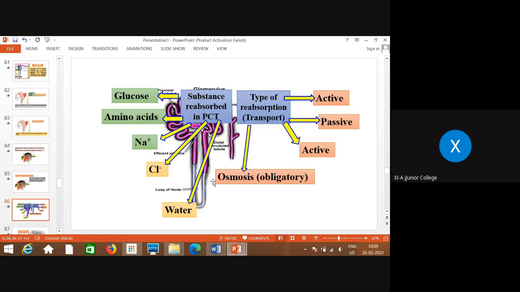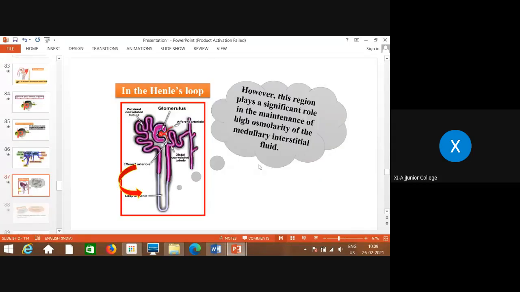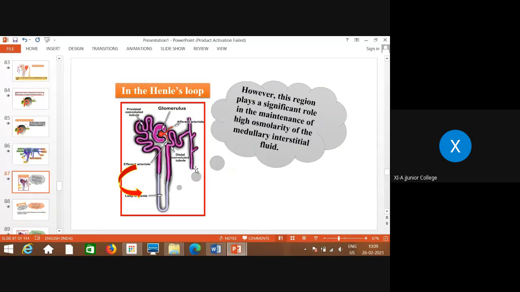So without using much energy, this takes place, then that is considered to be passive. And when reabsorption requires energy in the form of ATP, then that is called the active type of reabsorption. Now, the loop of Henle is the part where these two limbs, descending and ascending, play a significant role in maintaining the osmolarity of the fluid. That means osmolarity is the concentration. As I told you, concentration of the solute.